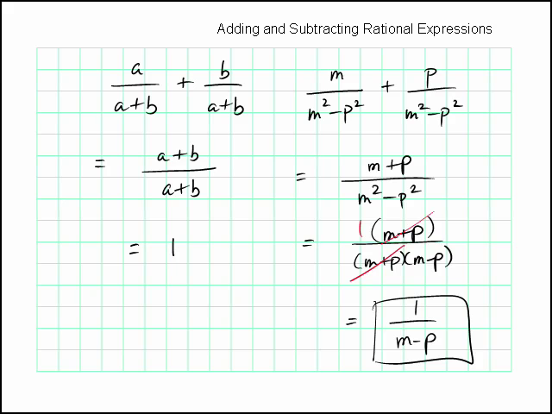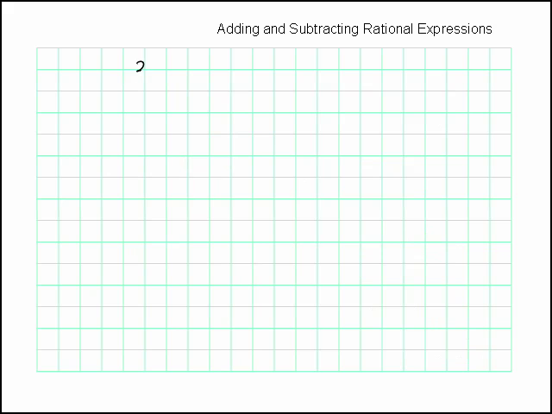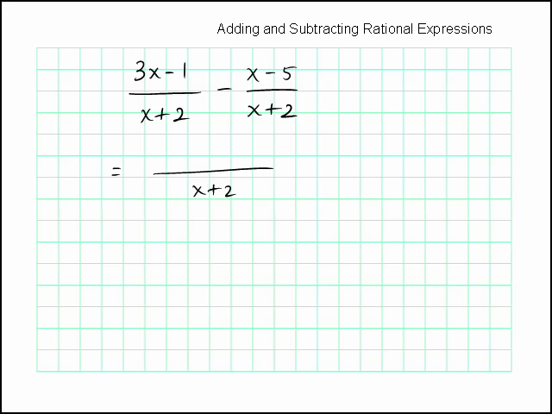One or two more here where we have a common denominator already. 3x minus 1 over x plus 2 minus x minus 5 over x plus 2. I have a common denominator of x plus 2. What I have to be careful of here is that I am subtracting this numerator, so I have to distribute that negative sign to the x and the negative 5 there, which would give me 3x minus 1 minus an x and plus a 5.